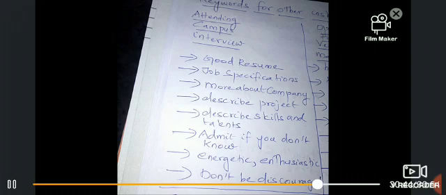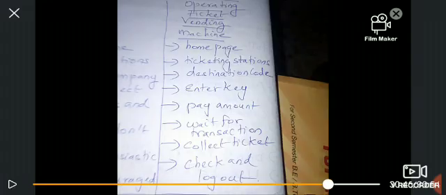Next. Here, operating a ticket vending machine. So I have given some key points. Go to home page, ticketing station, destination code, enter key, pay amount, wait for transaction, collect ticket, check and log out.